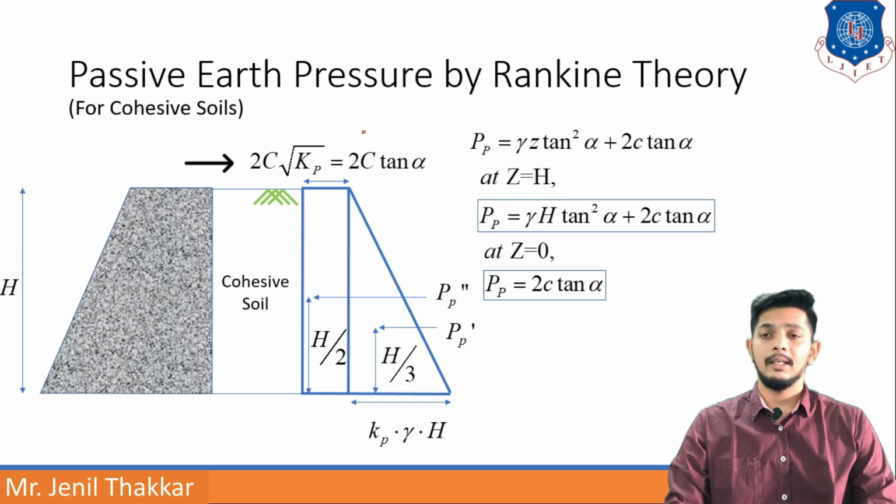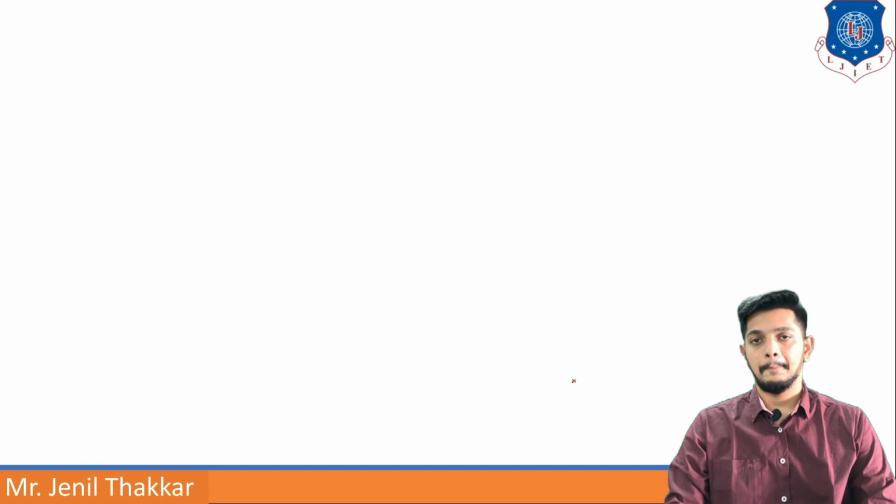So this is the basic understanding of passive earth pressure. Now you must understand where these pressure forces will act. If I am considering surcharge only, or 2c tan alpha only, then this force Pp double dash will act at h by 2 from base. And if I am considering this triangle, or we can say gamma h tan square alpha, so Pp dash will act at h by 3 height. Let us move forward to a numerical so that we can clear our understanding.